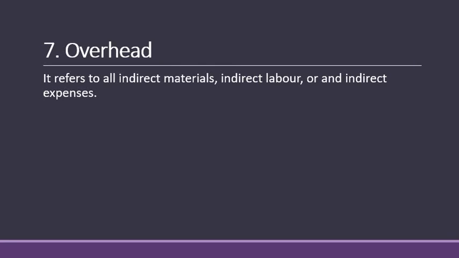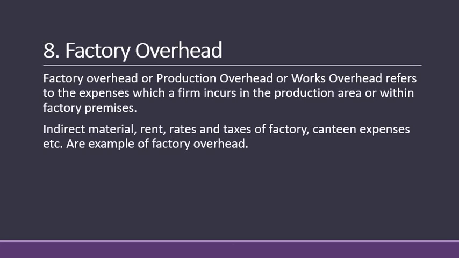Next is overheads. It refers to all the indirect materials, indirect labors, and indirect expenses. We have already seen in the chart that overhead can be considered in terms of indirect material, indirect labor as well as indirect expenses. All these together come as overhead. Overheads can have different types like factory overhead, administrative overhead, selling and distribution overhead, etc.